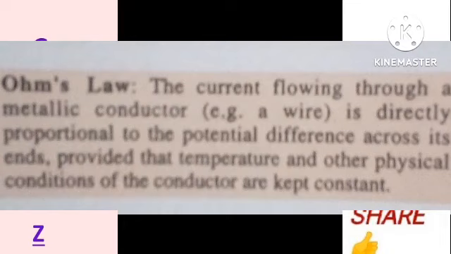And this law states that the current flowing through a metallic conductor, for example a wire, is directly proportional to the potential difference across its ends, provided that the temperature and other physical conditions of the conductor are kept constant. So what it's trying to say is that the current will increase when the potential difference increases, provided that your temperature and other conditions are kept constant. Now, these other conditions could include the resistance of the conductor, the conductance of the conductor, and so on and so forth. This law is what you should always remember, and it has a mathematical representation.